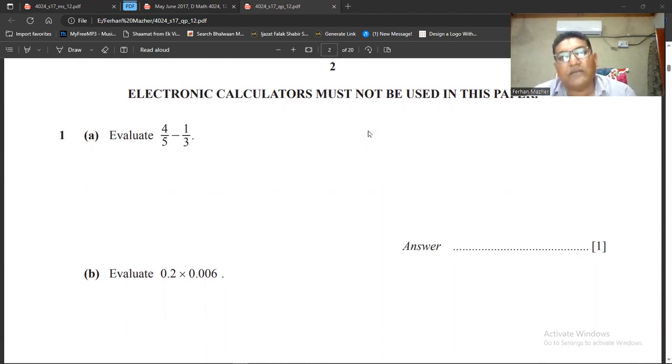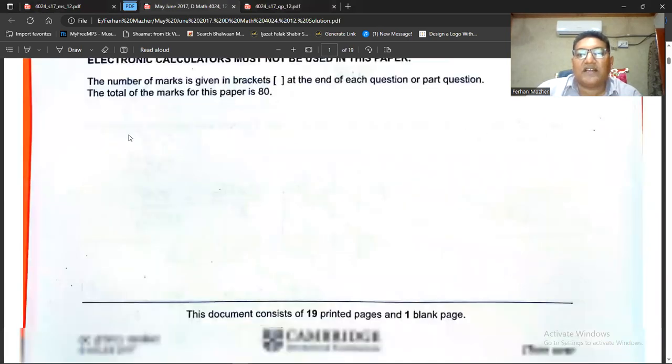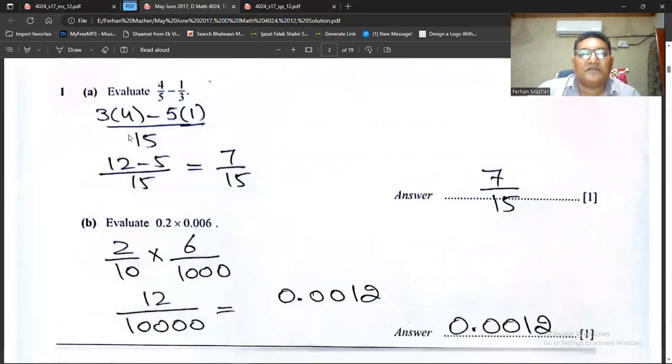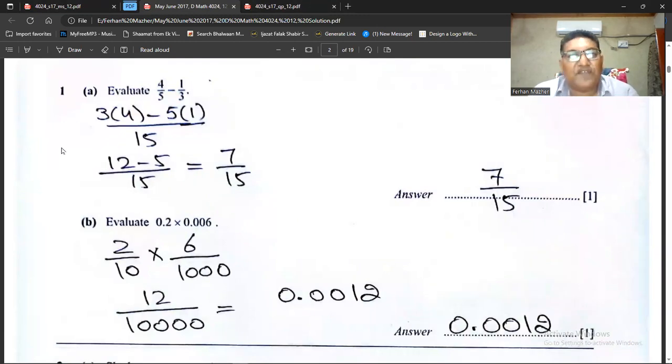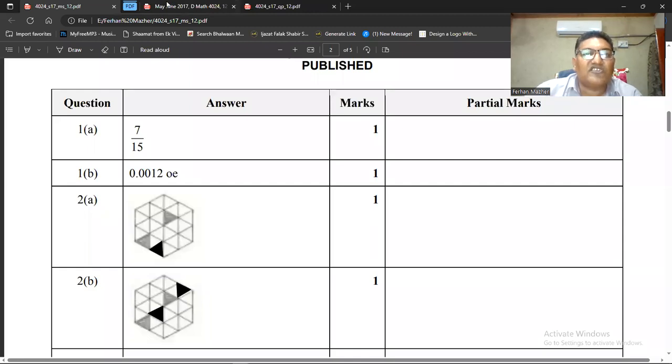If you want to subtract them, you will have to take their LCM, or make the denominator the same. The LCM is 15, so 15 divided by 5 gives you 3. 3 will multiply with the 4. Then 15 divided by 3 gives you 5. 5 will multiply with the 1. 3 4s are 12, and 5 1s are 5. So 12 minus 5, and the whole thing divided by 15, so that is 7 by 15. 7 by 15 is the right answer, sir. This is the solution.